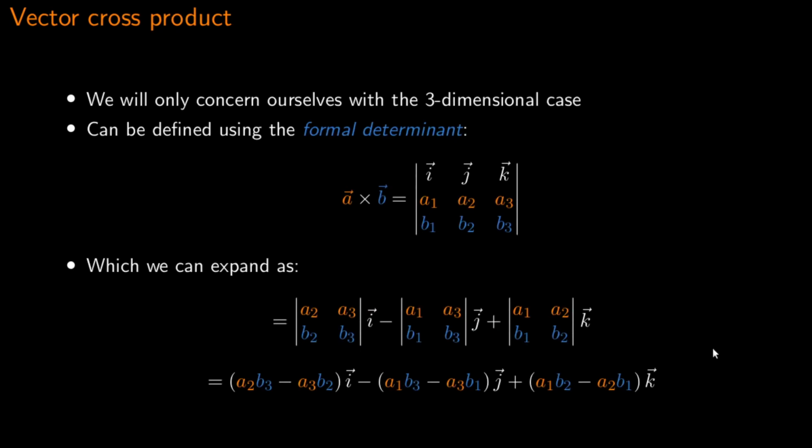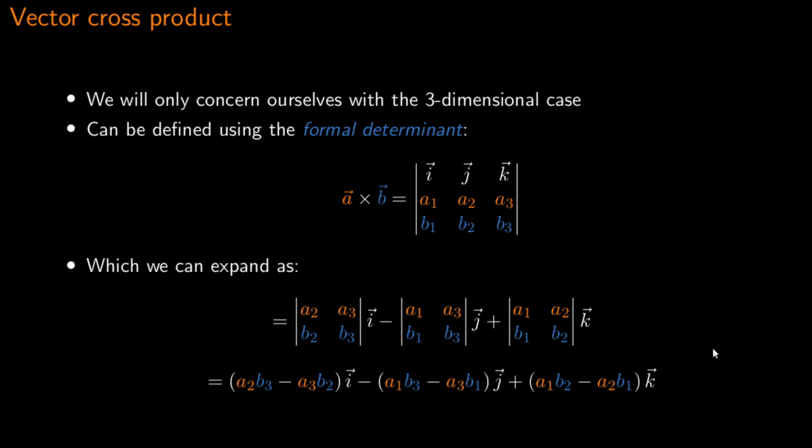So finally, let's talk about the vector cross product. Now the vector cross product, interestingly enough, is only defined for 3-dimensional and, curiously, 7-dimensional vectors. We're not going to concern ourselves with the 7-dimensional case. I'm not really sure that there would be very many practical applications for that, although I'm happy to be proved wrong.